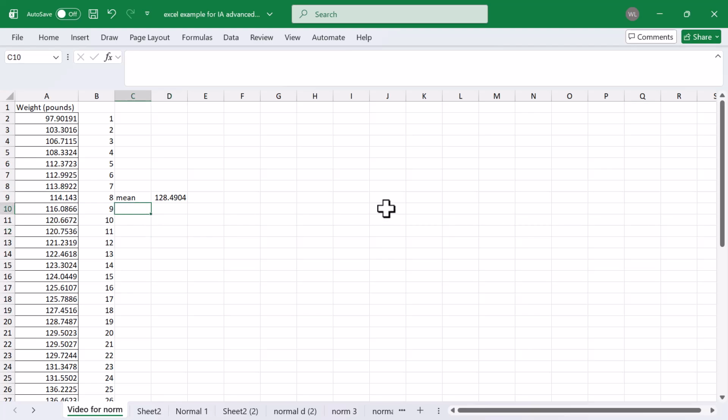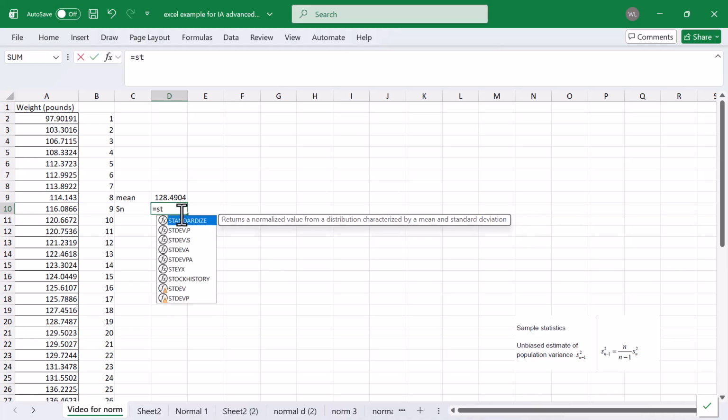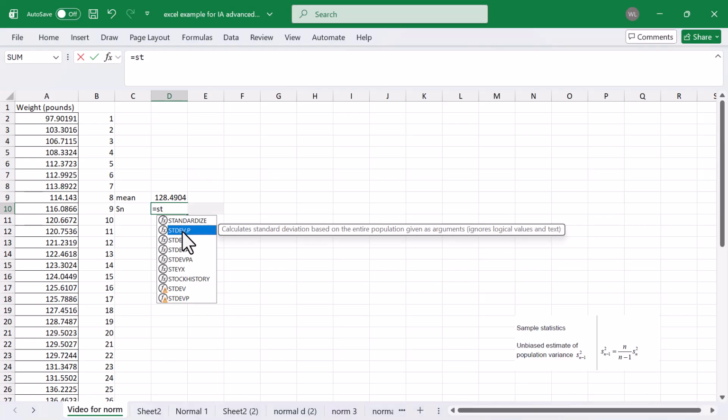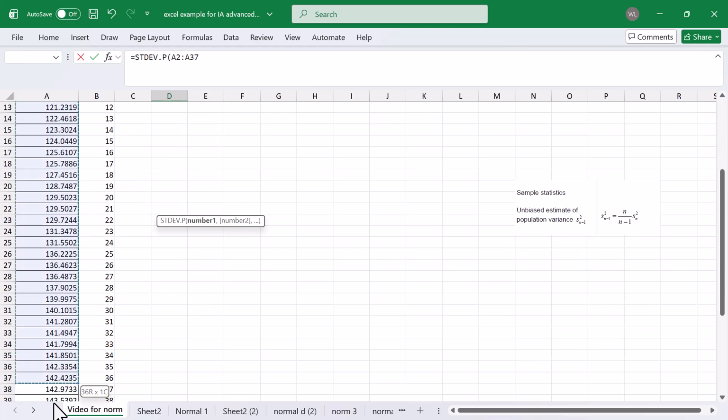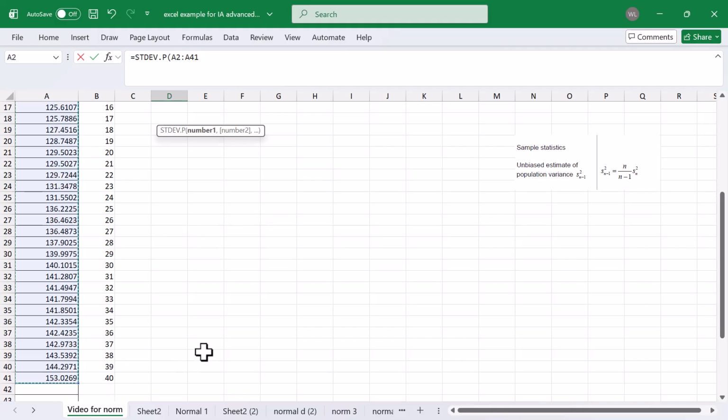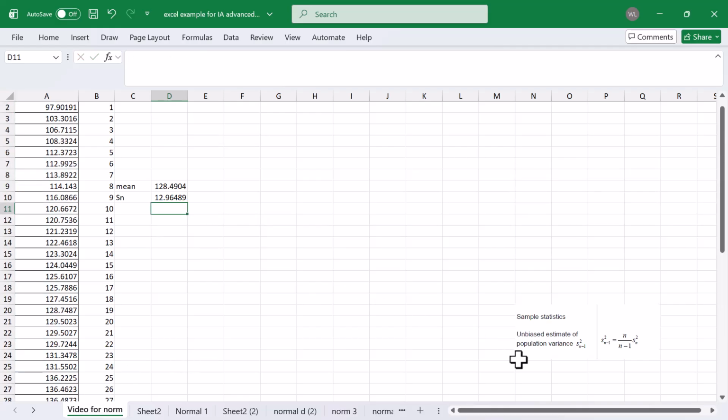Then the standard deviation. First of all, we will figure out S sub n in this formula, which is the sample standard deviation. The standard deviation, put the equal sign, STDEV.P. You could say standard deviation P. Then you highlight this faulty data. Then enter.